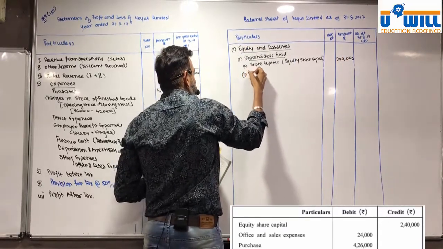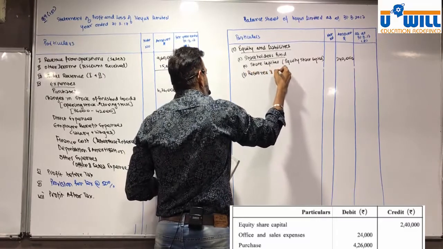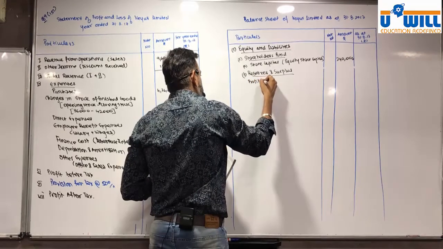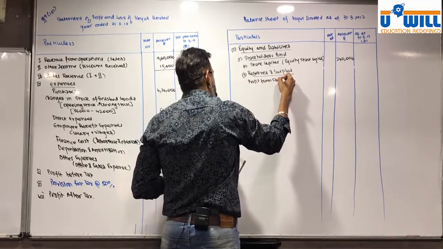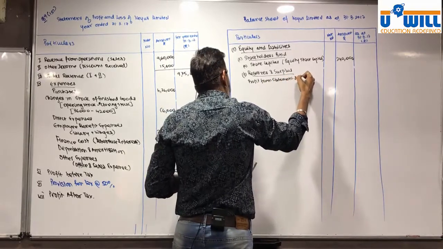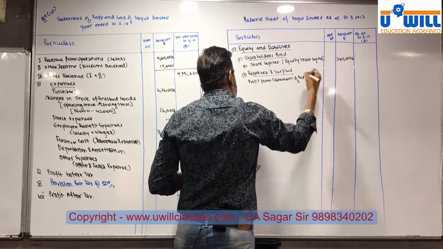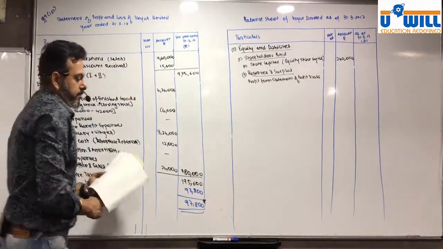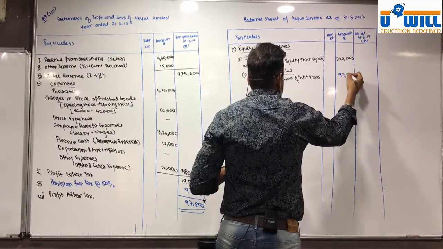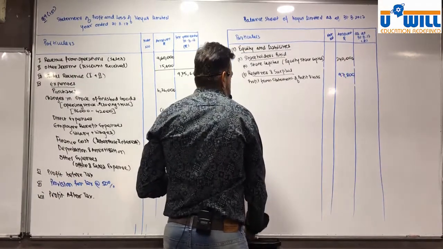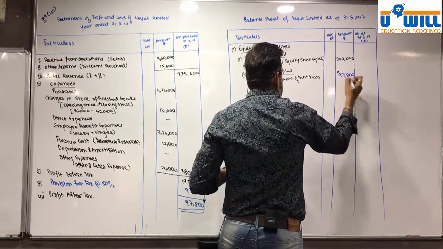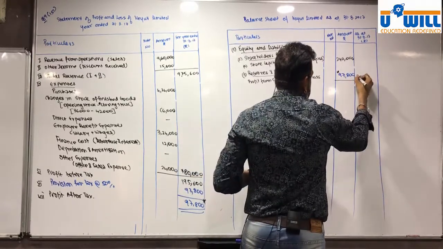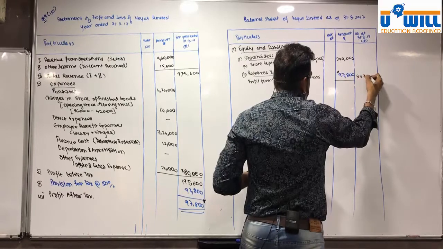B. Reserves and surplus. Profit from statement of profit and loss. From here we will write 97,800. Total 3,37,800.